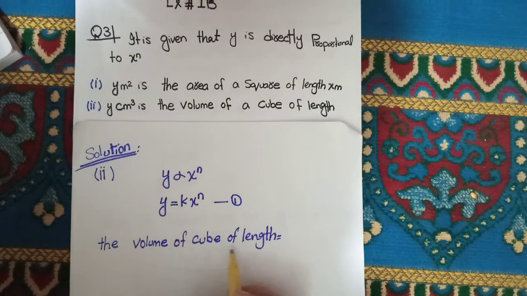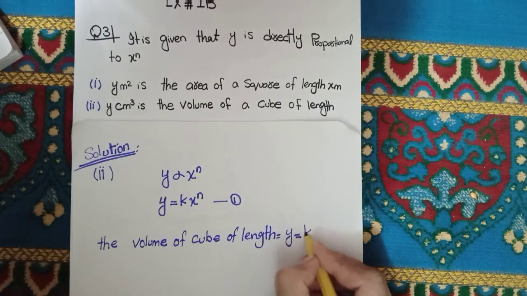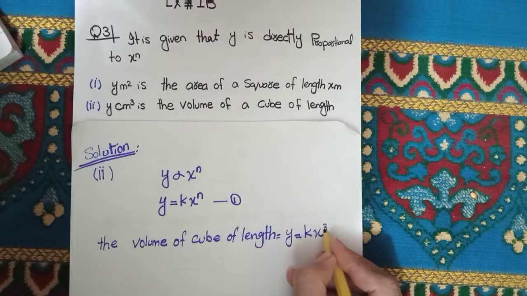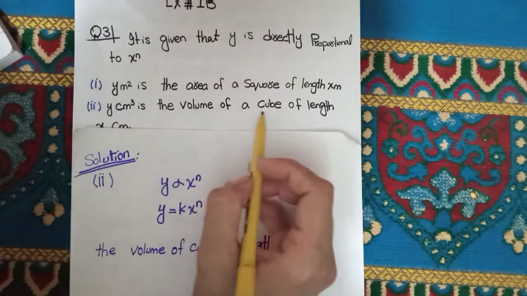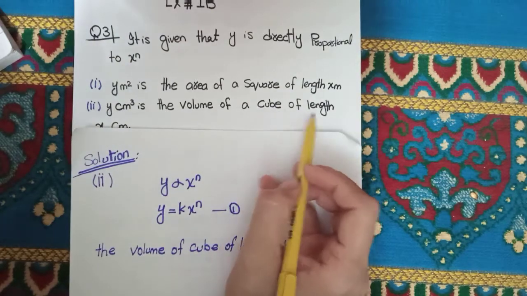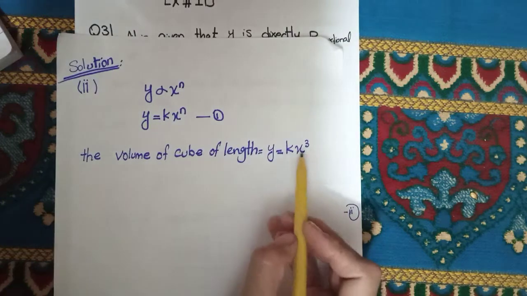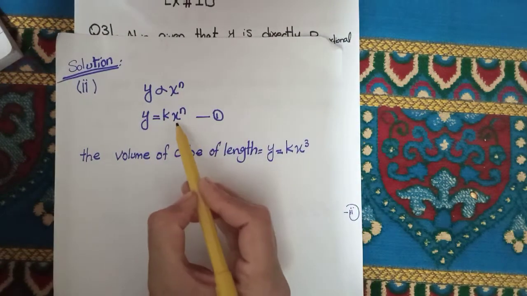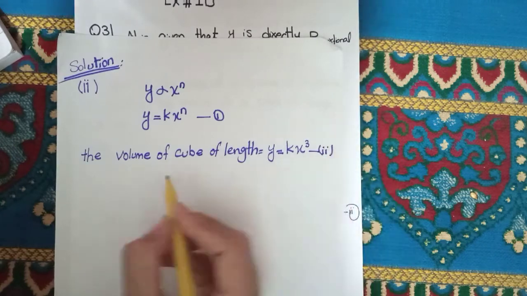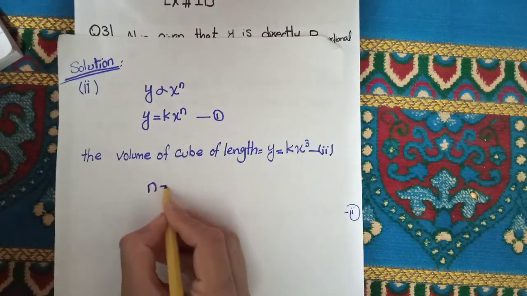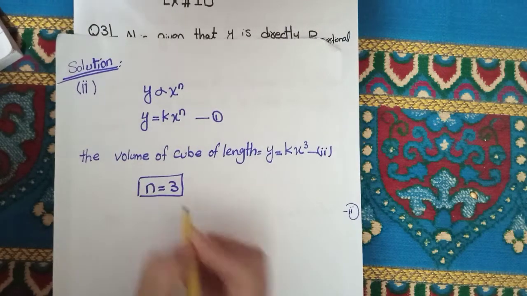So the volume of the cube is y = k x³, because y cm³ is the volume of a cube of length x cm. When we compare both equation 1 and equation 2, we get the value of n, which is n = 3. That is the solution of this question.